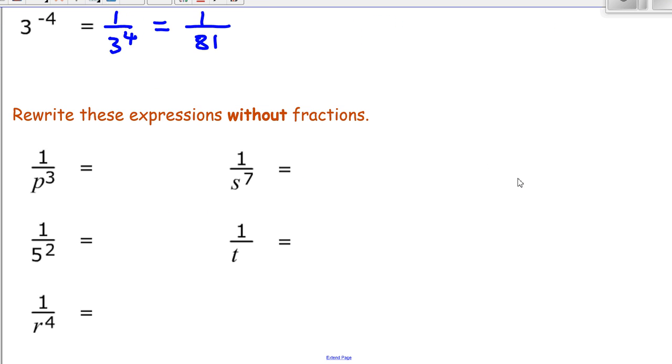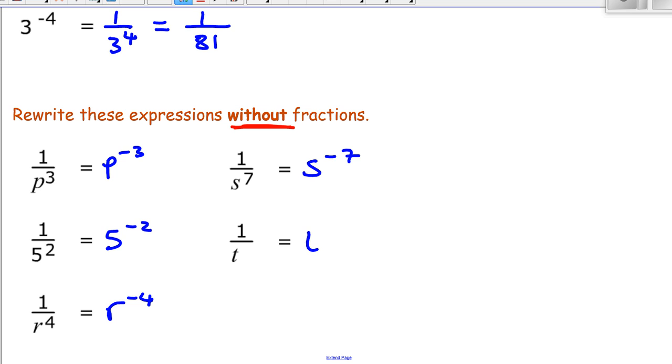We write these expressions without fractions. So here we are writing without fractions. What that means is we are going to use negative indices or negative powers. So this will be p to the power negative 3, 5 to the power negative 2, r to the power negative 4, s to the power negative 7, and t.